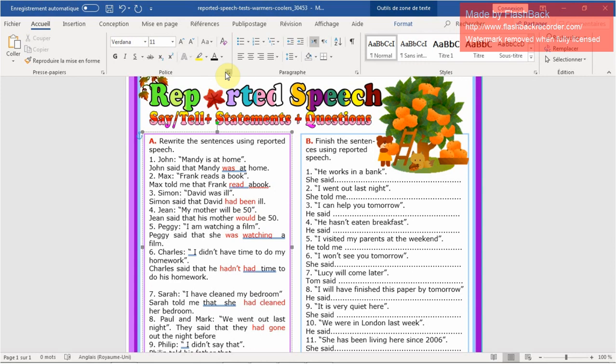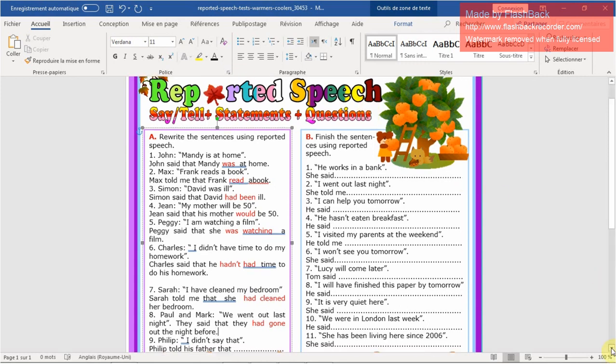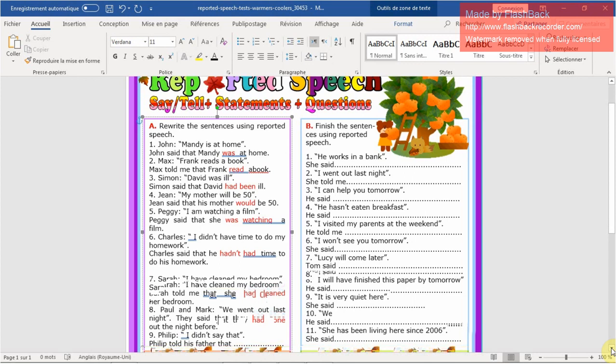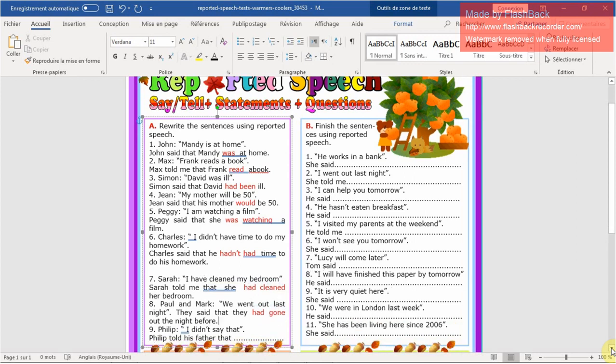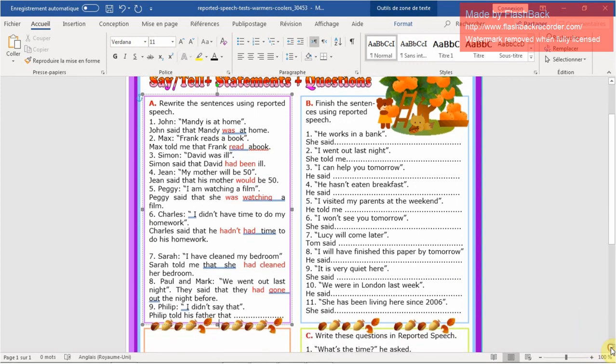Also adverbials of time, we need to change them. Adverbials of time: last night, tomorrow, today, now, yesterday. We also change them when we turn sentences from direct to reported speech. We will see these changes in adverbials later. For now we focus only on the changes in tenses.